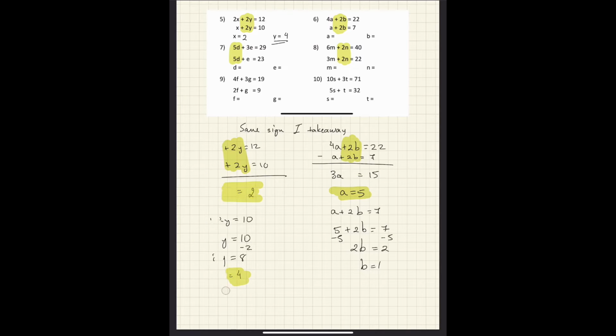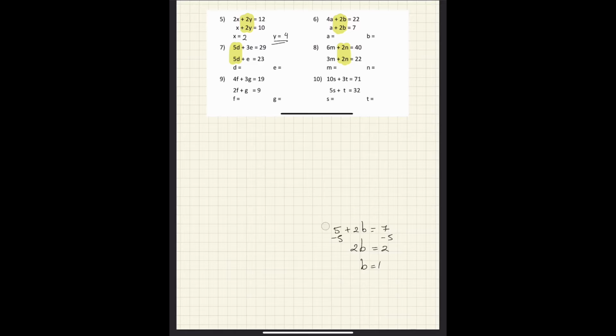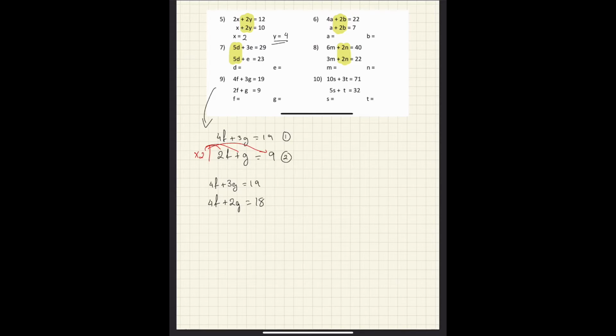So let's get rid of all this. If you look at question 9 and question 10, sadly we've not got anything that is actually the same. So question 9, I've got 4f plus 3g equals 19, and 2f plus g equals 9. I need to see if I can make the same amount of one of the letters. So I'm going to multiply the second equation, everything, by 2, because I want the same amount of f's. Equation 1 stays the same as 4f plus 3g equals 19, but the second equation becomes 4f plus 2g equals 18. Remember to multiply everything.